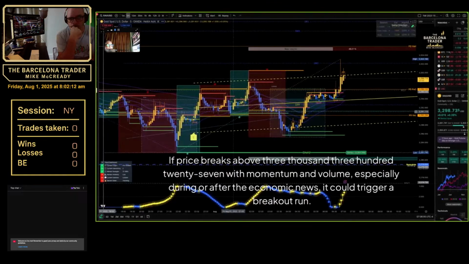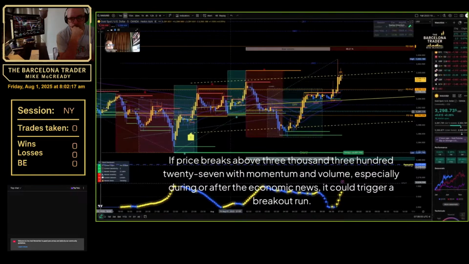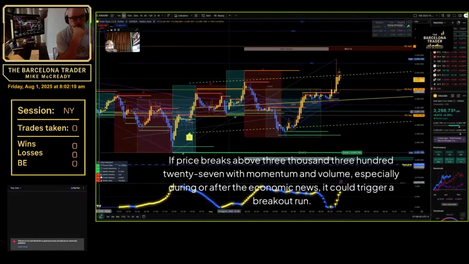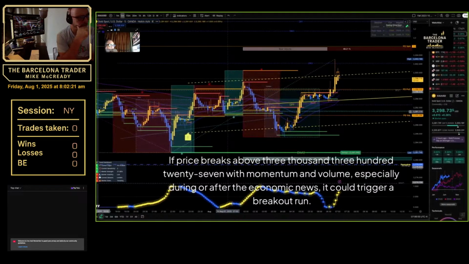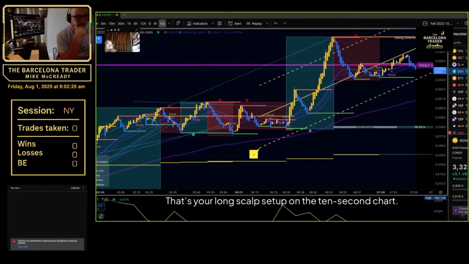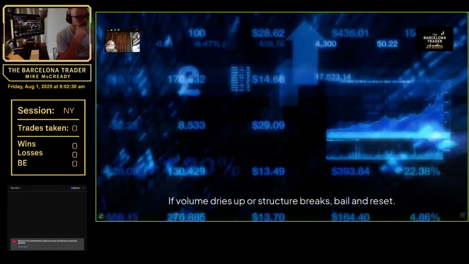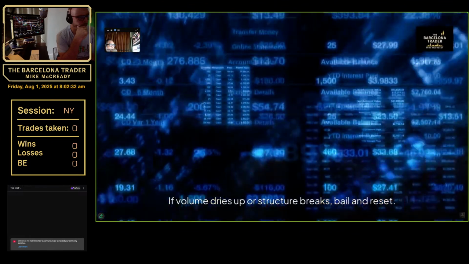If price breaks above 3,327 with momentum and volume, especially during or after the economic news, it could trigger a breakout run. That's your long scalp setup on the 10-second chart. Just make sure you don't chase a wick. If volume dries up or structure breaks, bail and reset.